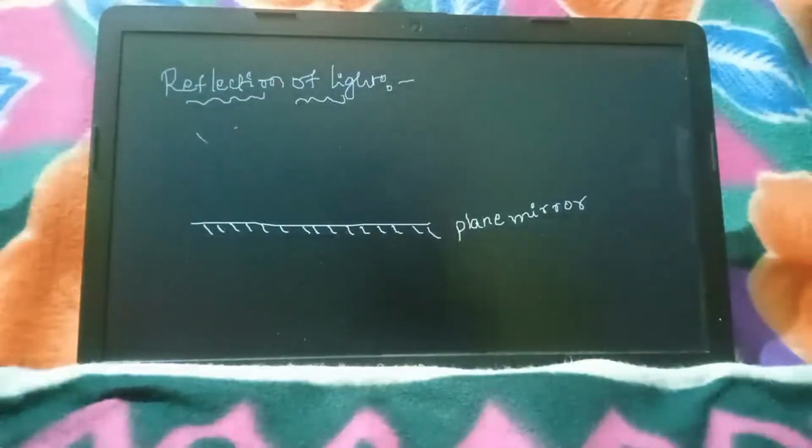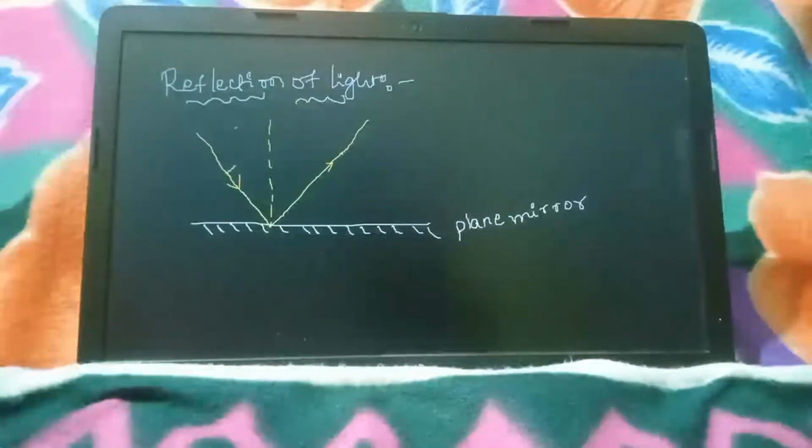So this is the incident ray I'm taking. The light which is incident on the surface is called the incident ray. The light which is reflecting back is called the reflected ray. So this is a reflected ray. The line which is perpendicular to the surface is called the normal line. The angle between the incident ray and the normal line is called the angle of incidence. And the angle between the reflected ray and the normal line is called the angle of reflection.